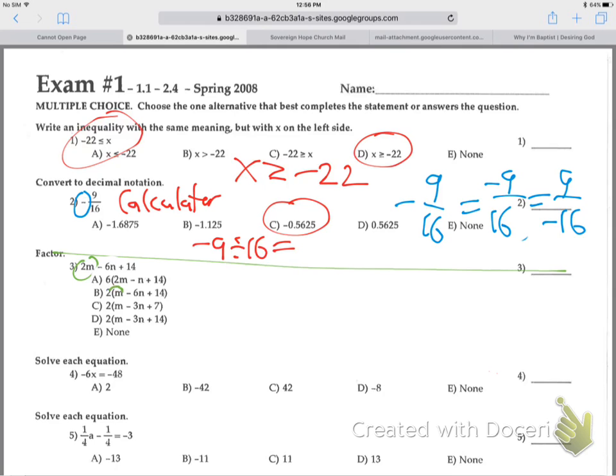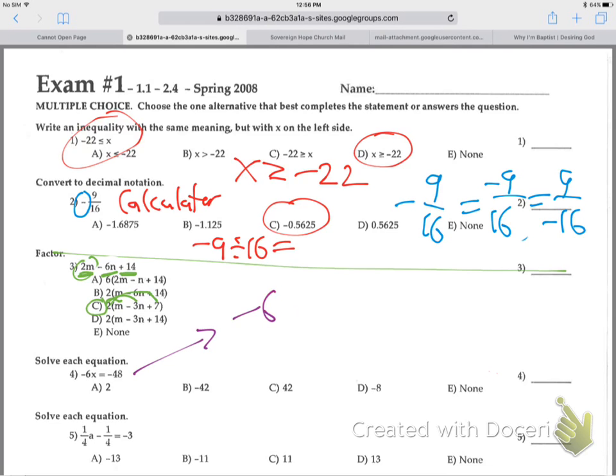2 times M, yeah, that works. 2 times 6, that'd be 12. It's supposed to go back to 6. No. So it's not B. How about C? 2 times M, yeah, 2M. 2 times 3N, yeah, 6N. 2 times 7, yeah, 14. C it is. You just check by multiplying like that. Factoring is just reverse multiplying, remember? So we good with that one? Feel free to slow me down.